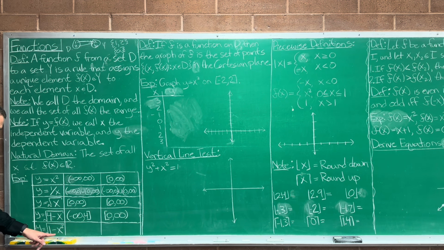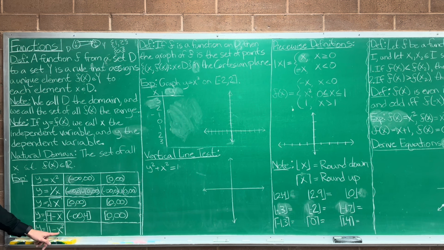Can I plug 0 in here? Yes. Can I plug 1 in here? Yes. What's 1 squared? 1. 1 minus 1 is 0. So it's 0 and 1. Square root of 0 is 0, so that works.